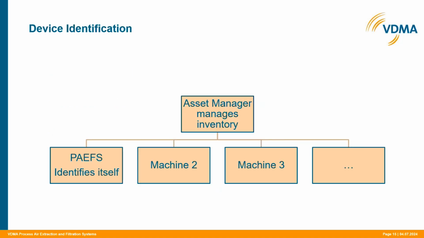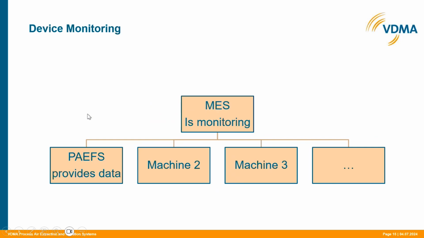The first one is mere identification, meaning that you've got an asset manager, for example, who wants to know what kind of machines and devices he's got in a system represented in this hierarchical graph here. The next use case would be device monitoring, meaning you've got a centralized system that has to know the state of each machine, where the process air extraction and filtration system will provide the data about its state to the centralized monitoring system.